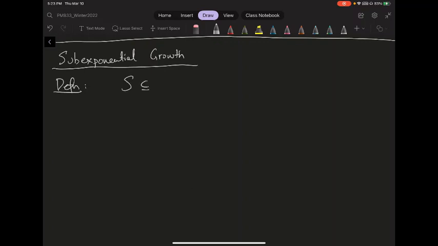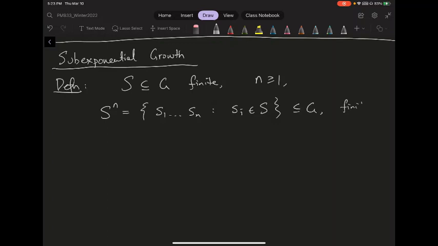So if you have an S contained in G that's finite, and let's say n is greater than or equal to 1, some positive integer, then S^n, the nth power, is basically the set of all elements which are the product of n elements in S. Here the s_i are inside S. These s_i may be the same. You can have the same thing raised to the power n, or they may all be different. But in any case, this is still inside G. That's still finite because your S is finite.